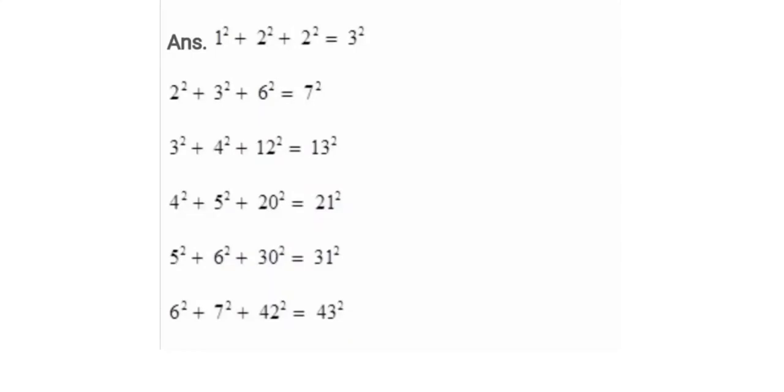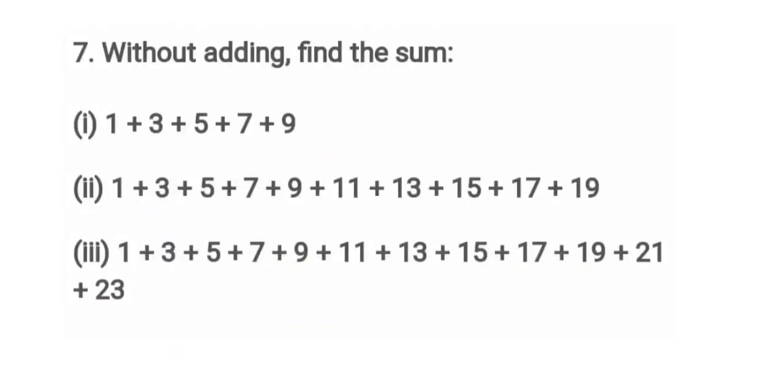Okay. Next one, 6 square plus 7 square plus dash is equal to dash. So 6 into 7, yes, 42 square. And this is equal to the next number, means 43 square. Next one, without adding, find the sum. So here we have to find the sum of first 5 odd natural numbers. So how many numbers? 1, 2, 3, 4, 5 numbers are here. It means this is the square of 5. Means 5 square, so answer is 25.